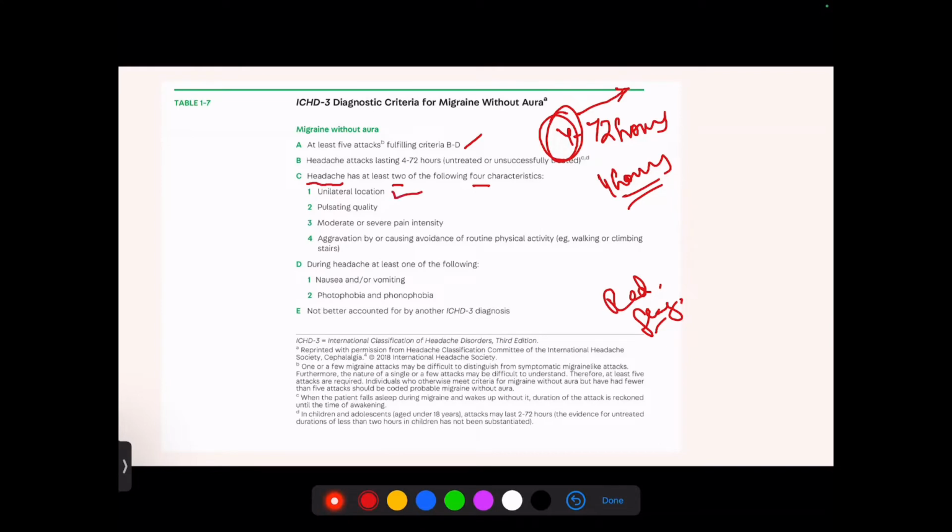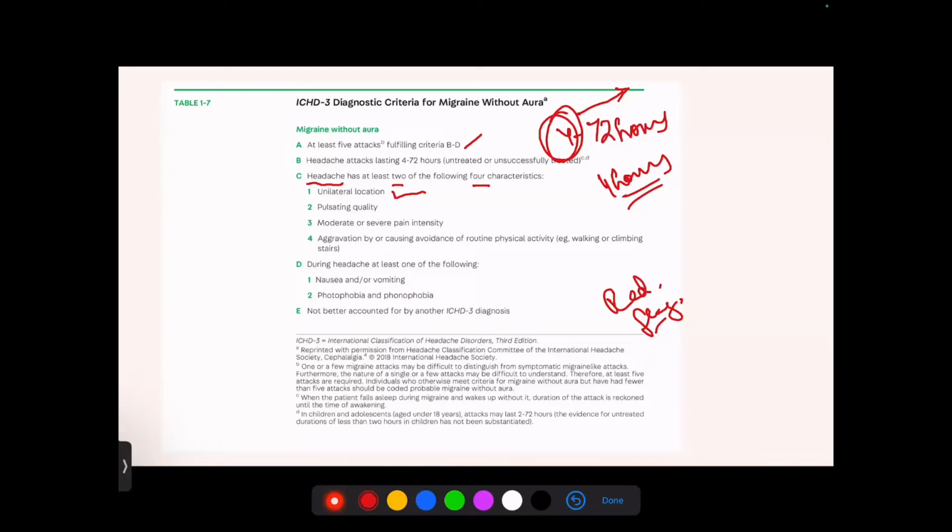One is unilateral location, means it is half headed. It can be left, it can be right, sides can switch, can be on the same side as well. But it also means, because you need 2 out of 4 characteristics, it is not necessary that migraine headaches would be present in half head. It can be present in the complete head as well.